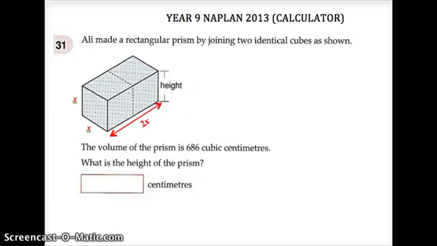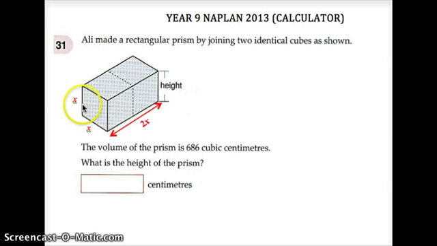Now there are a few methods that you could use to do this question. I'm going to show you one method first. If this is a cube and this is another cube, then we'll let this length be x, and this length here is x. So these two lengths here would be x plus x, which is 2x.